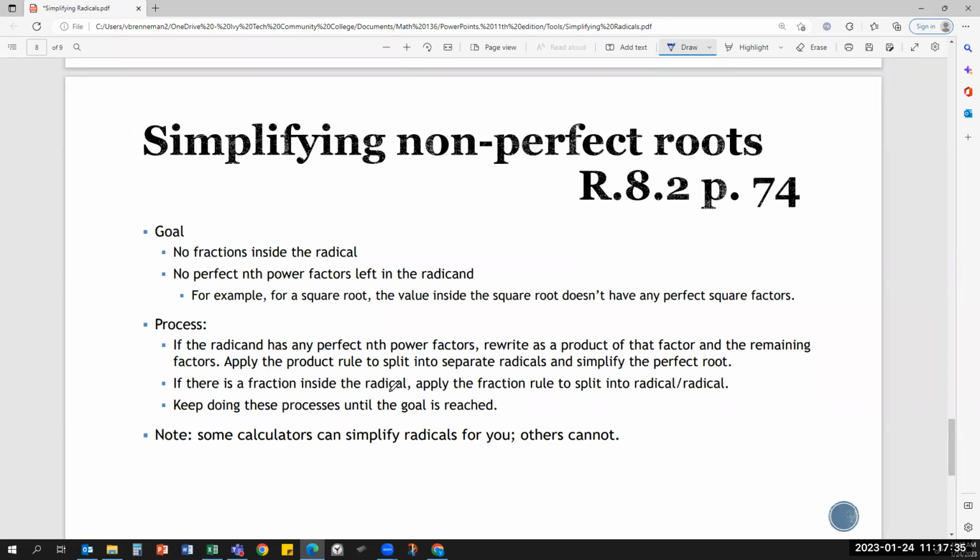If there's a fraction inside the radical, the fraction rule says, again, you can apply that radical to the top and the bottom separately. And you keep checking until you make sure that none of those things are still there, as far as a fraction inside the radical or a perfect nth power factor. Some calculators can actually do this process for you, others can't. I'll leave that to you to figure out whether yours can or can't.